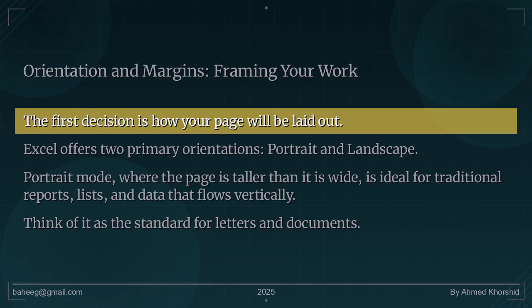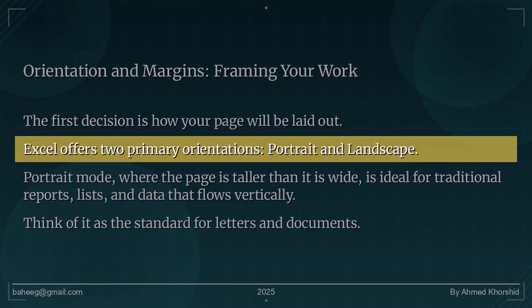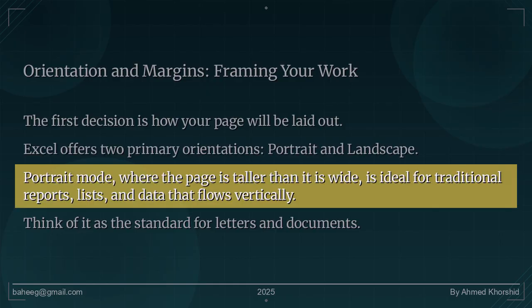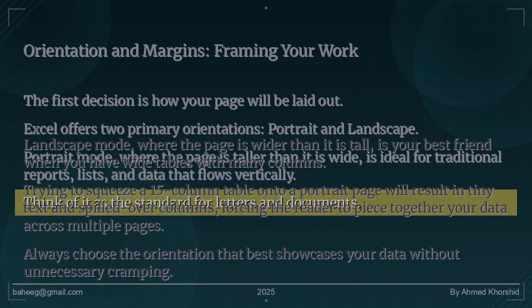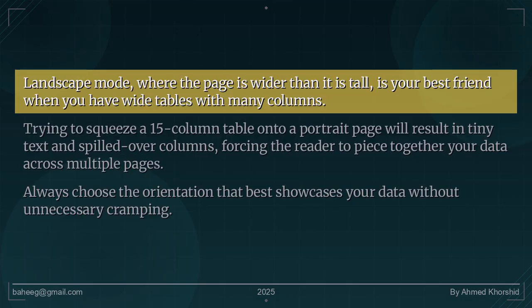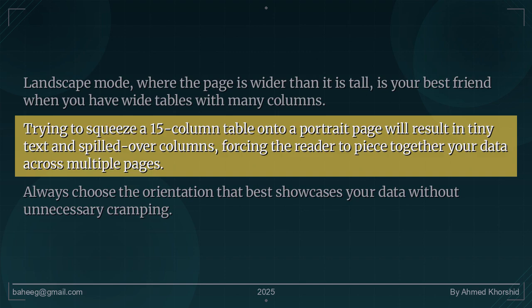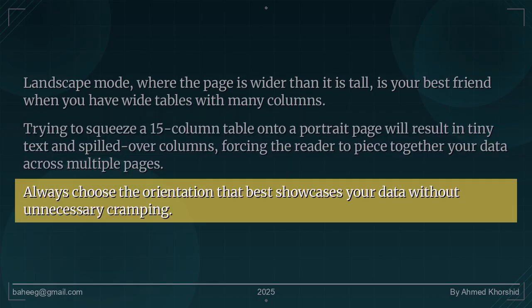The first decision is how your page will be laid out. Excel offers two primary orientations, portrait and landscape. Portrait mode, where the page is taller than it is wide, is ideal for traditional reports, lists, and data that flows vertically. Think of it as the standard for letters and documents. Landscape mode, where the page is wider than it is tall, is your best friend when you have wide tables with many columns. Trying to squeeze a 15-column table onto a portrait page will result in tiny text and spilled over columns, forcing the reader to piece together your data across multiple pages. Always choose the orientation that best showcases your data without unnecessary cramping.